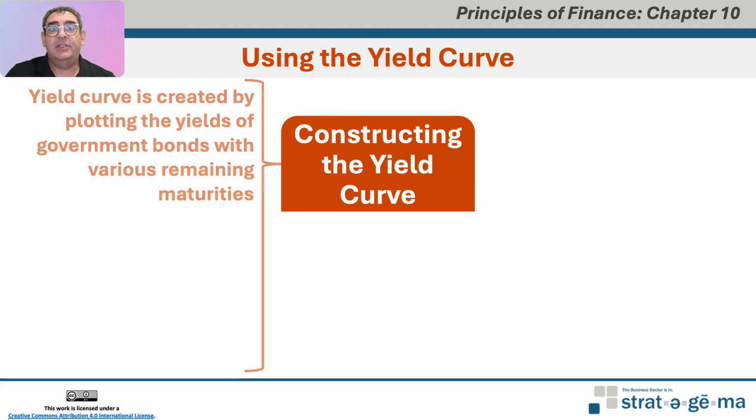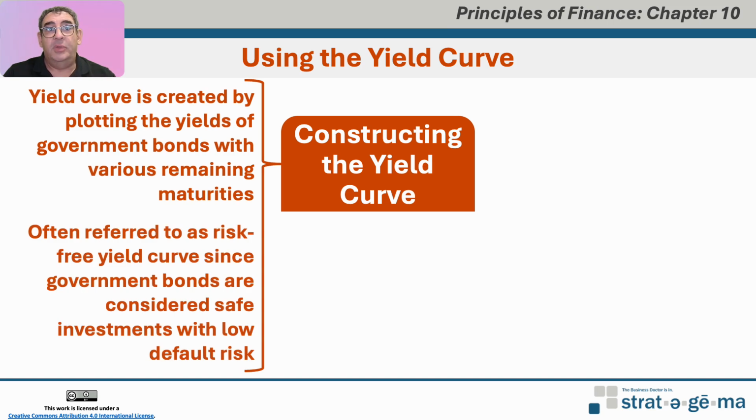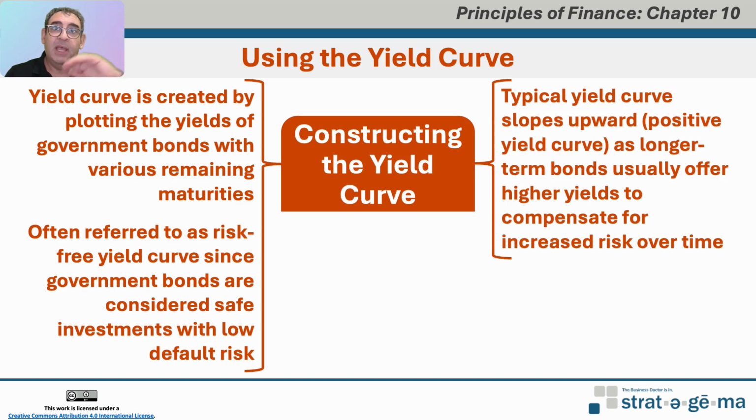Constructing the yield curve is actually pretty simple. It's created by plotting a whole bunch of yields of government bonds with their various remaining maturities. So it's literally just a plot. This curve is often referred to as the risk-free yield, since government bonds are considered safe, right? Investments with low default risk. And again, what happens is the typical yield curve slopes upward, which means it's positive, because longer-term bonds usually offer higher yields to compensate for increased risk over time.